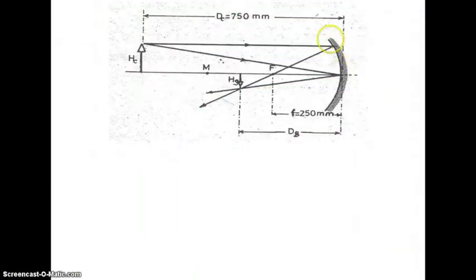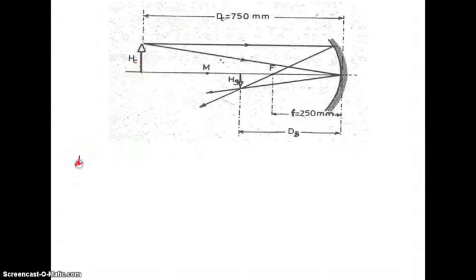In this example, there is a concave mirror with a focal length of 250 millimeters here, and there is a candle light 750 millimeters away from the mirror, and the height of this candle light is 60 millimeters. And the question asks find where the image forms and find the height of the image.